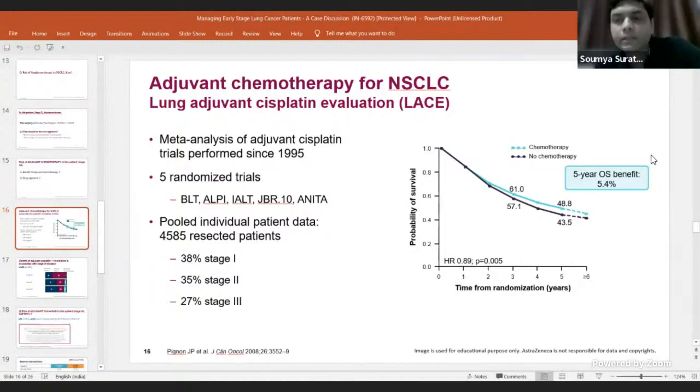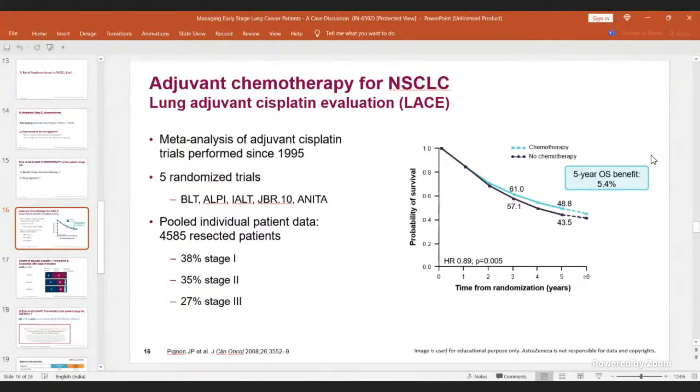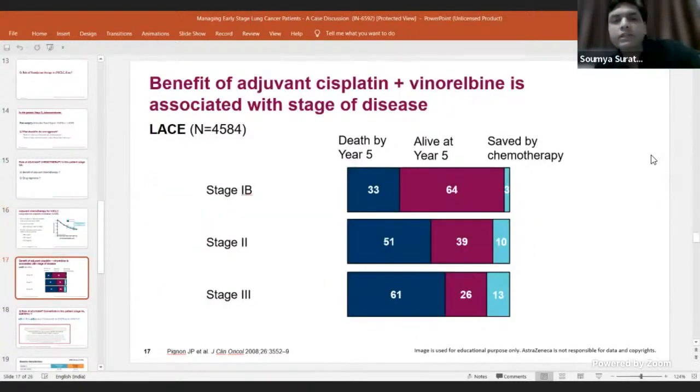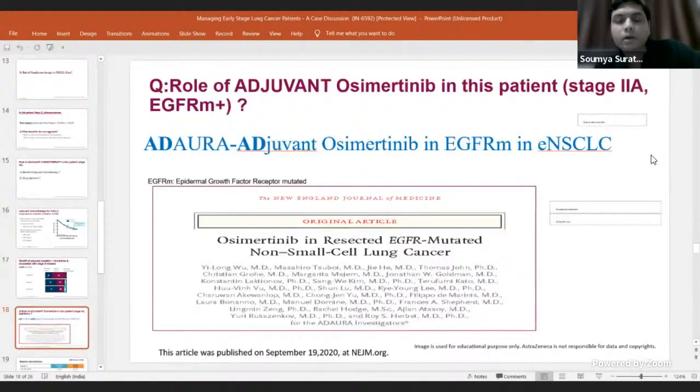Anyone else want to comment? I used to prefer the cisplatin and vinorelbine combination in the adjuvant setting. Correct. Vinorelbine and cisplatin has the longest data, and most of the adjuvant trials were on vinorelbine and cisplatin. With newer data, pemetrexed cisplatin feasibility is there, but vinorelbine and cisplatin has data from all the randomized trials. And regarding carboplatin, it is still cisplatin. The benefit of adjuvant chemotherapy increases as the stage increases: 1B, 2, 3, the benefit increases.